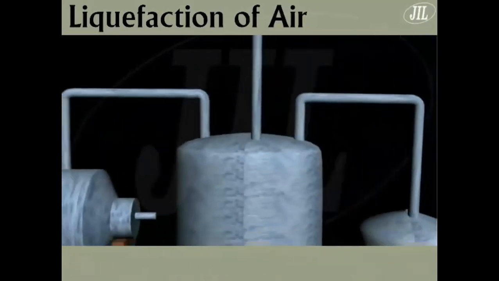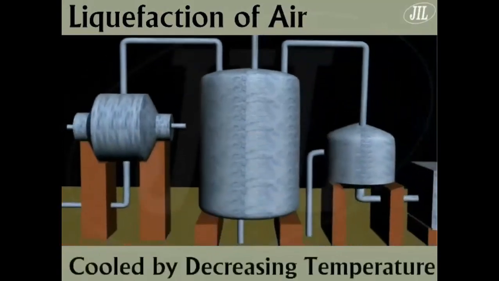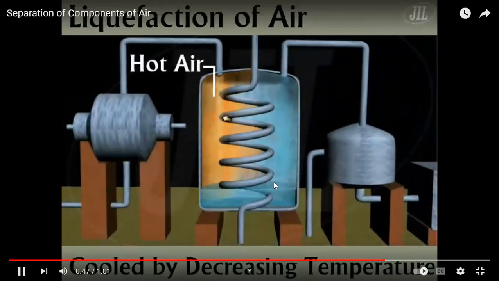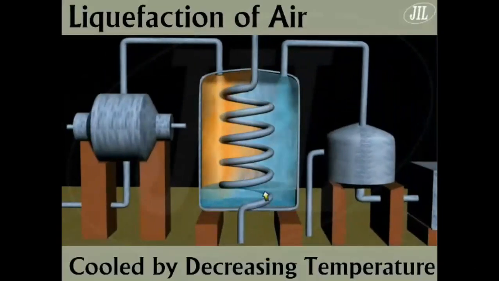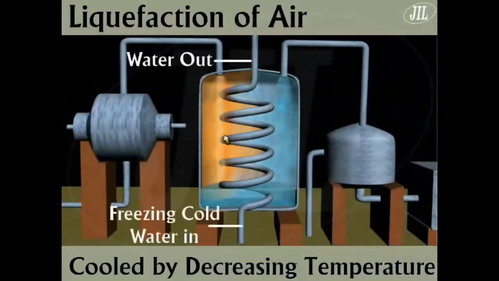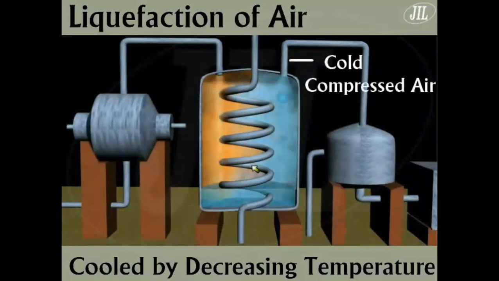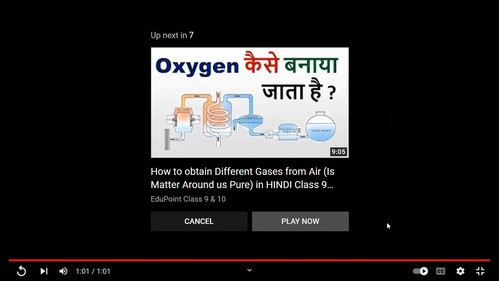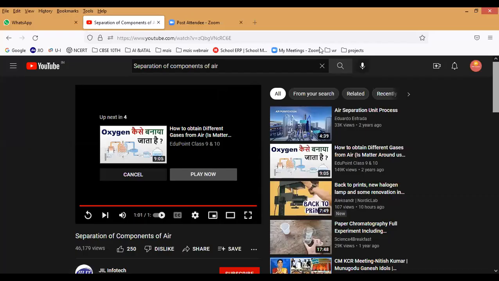Now they are passing it through the cooling agents. That is a cooling area, where it will be liquefied by rapid expansion. You can see the freezing cold water inside the pipe. So the hot air will be compressed, and it will turn into cold air. So that is the process. Have you understood? Hope everybody understands what process is taking place.